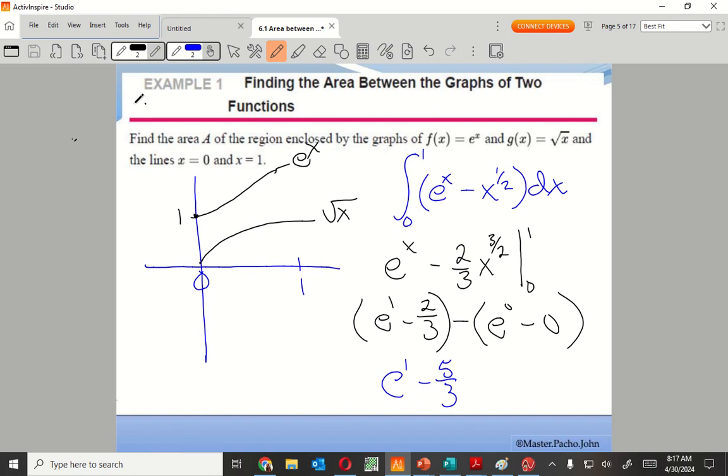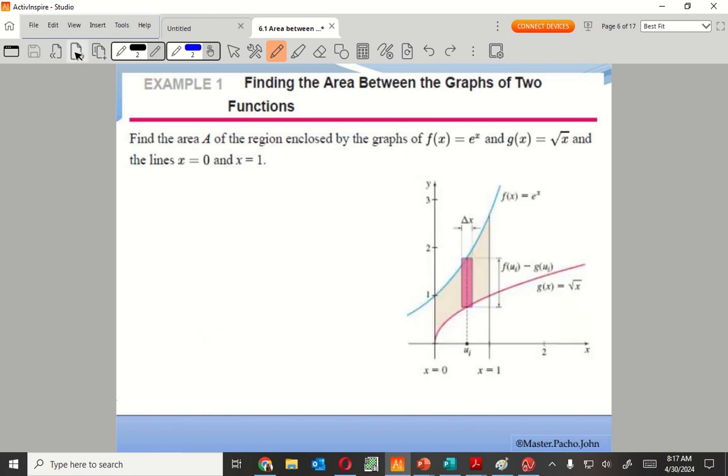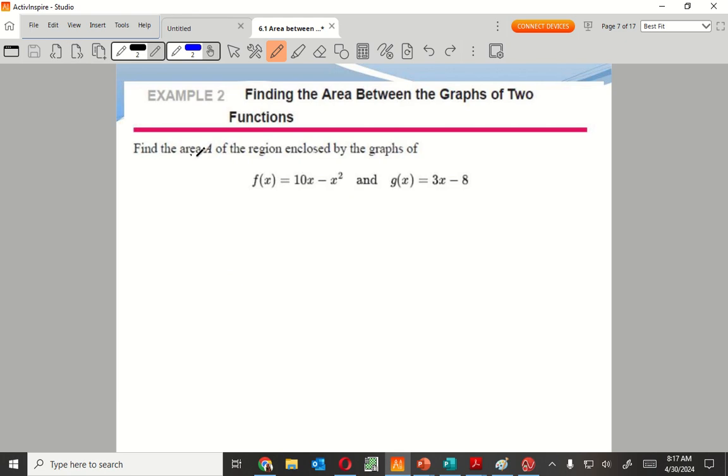All right, so let's try another one. Here's a nice graph of all this, and they have pretty graphs on theirs. I don't have pretty graphs on mine because I suck at drawing. Find the area of the region enclosed by the graphs of these two things. First thing I'm going to do is graph, and it's the region enclosed. That means these two lines are going to be intersecting at 2 points. So that's what that means. So 10x minus x squared.